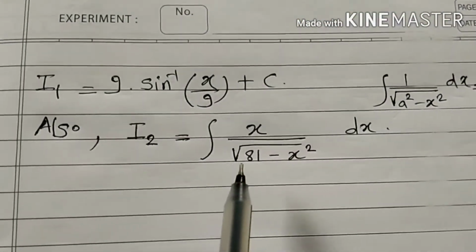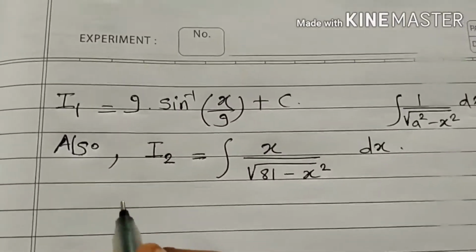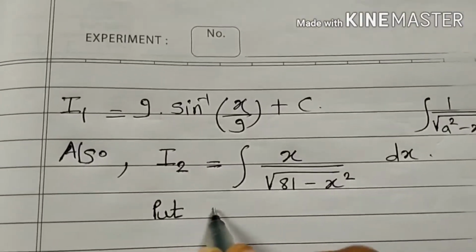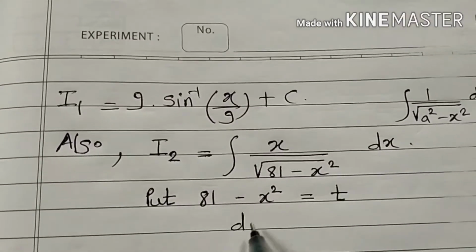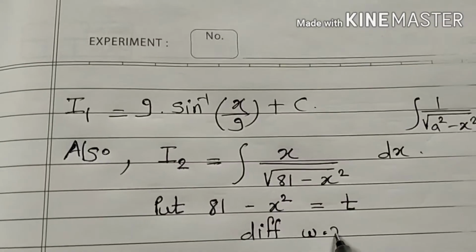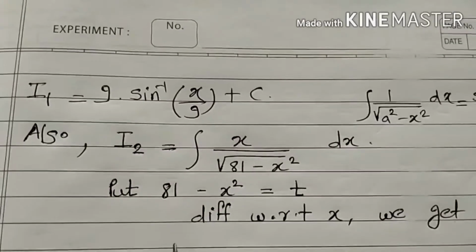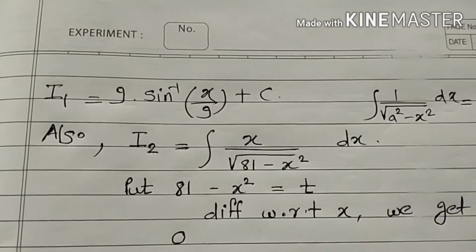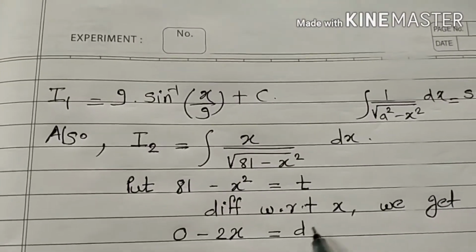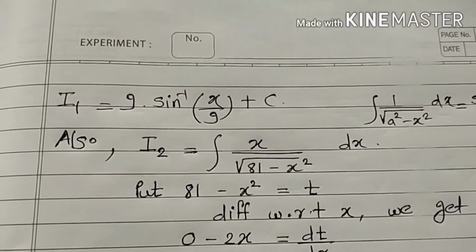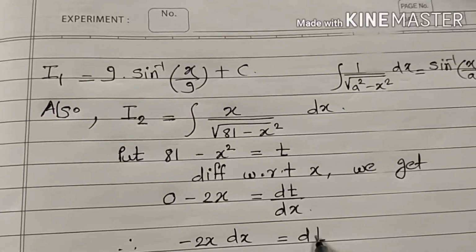Now this is solved by method of substitution. So substitute 81 minus x square equal to t. Differentiate with respect to x. We get 81 which is constant, so differentiation of 81 is 0. Differentiation of x square is 2x, and differentiation of t with respect to x is dt upon dx. So therefore minus 2x dx is equal to dt.